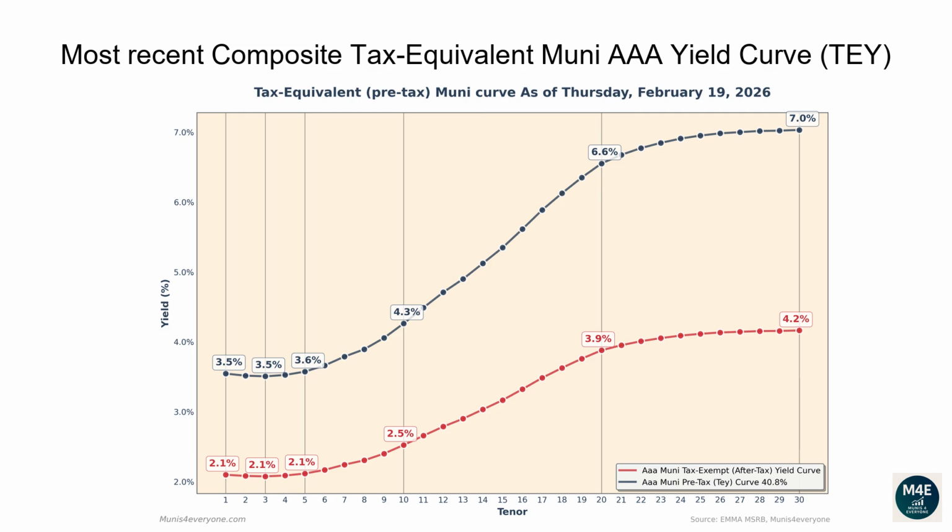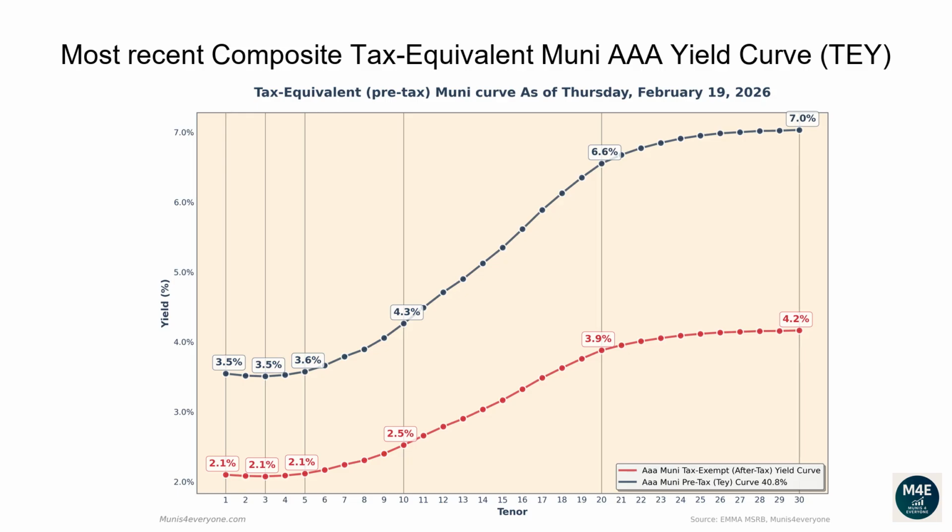Why would you care to see the tax-equivalent version of the Muni yield curve? More on this later. Let's first go over the pre-tax, aka tax-equivalent yield curve. The one-year tax-exempt yield is 2.1%, corresponding to a 3.55% tax-equivalent yield for investors in the top tax bracket.